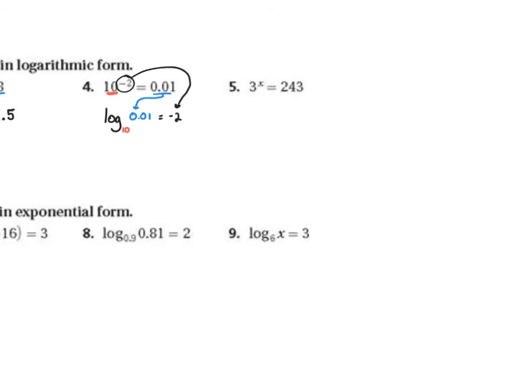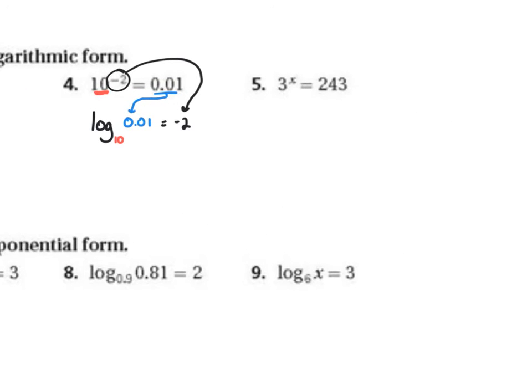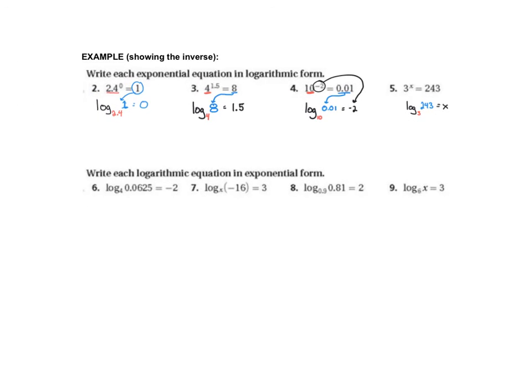All right, let's do one more. If you need to, pause it, try it, check it again. Log base 3 of 243 is equal to x. All right, there you go. That is writing that out. Let's go backwards. What do you say?